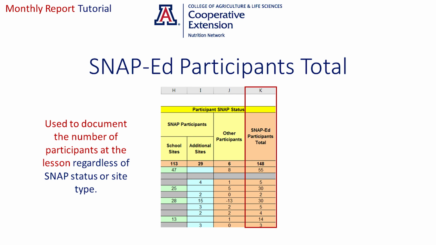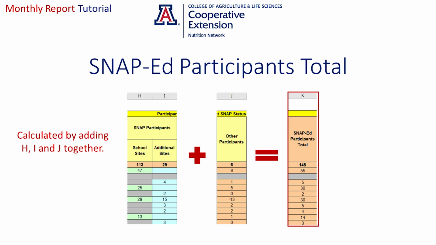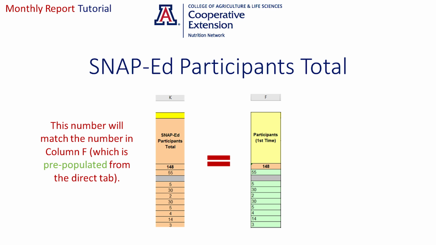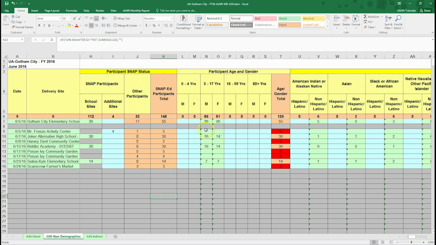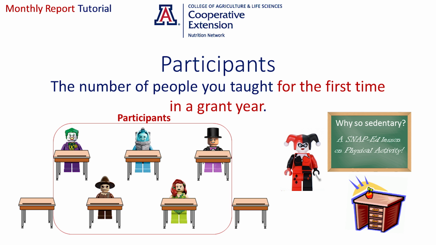Column K, SNAP-Ed participants total, is a check figure that totals columns H, I, and J. This number will always be correct because of the formula in column J and will match the number in column F that was entered in the previous tab. For the participant age and gender columns, you will need to enter the demographic information for each of the participants at the lesson. Remember, in this case, participant refers to those people who are receiving SNAP-Ed for the first time.